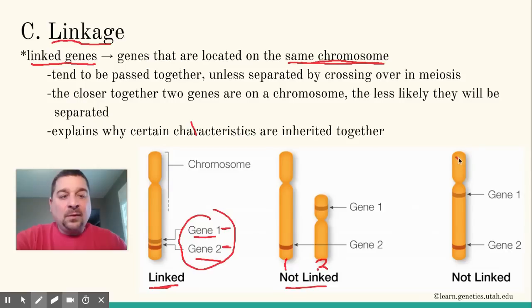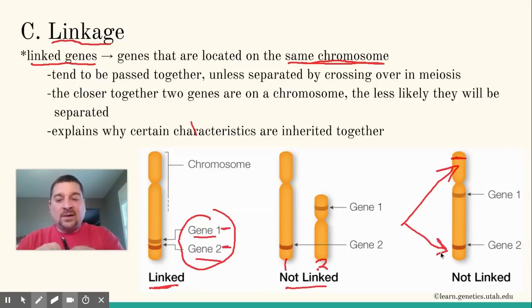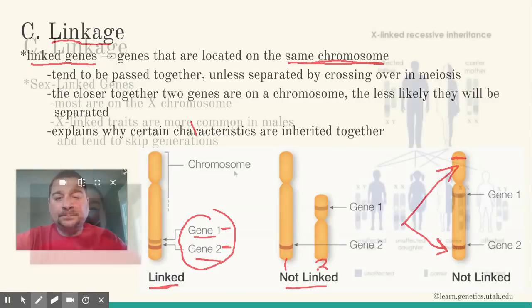If they're really far apart on the chromosome, there's a good chance that during crossing over, remember when they cross over and break and switch during prophase 1 of meiosis, they'll be broken apart from each other.